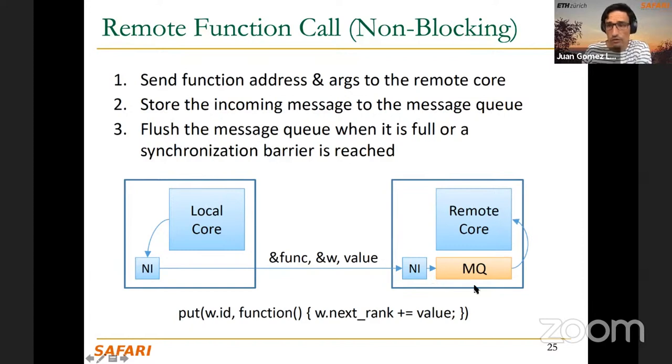The remote core will execute the function when it finds the right time to do it. This will happen either when the message queue is full, or when a synchronization barrier is reached. The thing is that the remote core is executing its own code as well, right? At some point it will have to stop its own execution and pay attention to the external requests that are in this message queue. This may happen either when the message queue is full or when a synchronization barrier is reached in the local core.